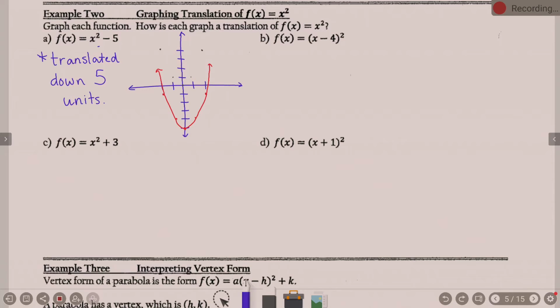Okay, we had to take the graph of x squared and do what with it? We had to move it down 5. Because the number was added or subtracted outside, we had to move it down 5. Now, over here on B, what do you see?